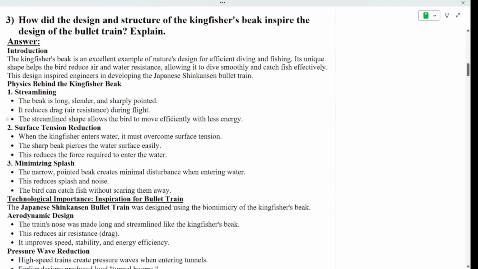Next is one of the repeated questions, about the Kingfisher's beak. How did it inspire the design of the bullet train? The Kingfisher's beak is an excellent example of nature's design for efficient diving and fishing. It is sharp, and its unique shape helps the bird reduce air and water resistance, allowing it to dive smoothly and catch the fish effectively.